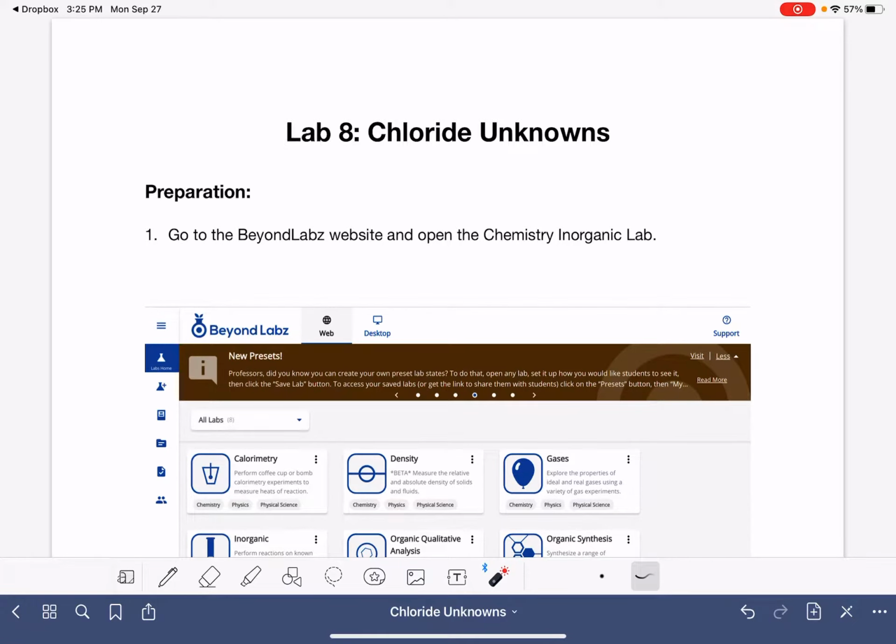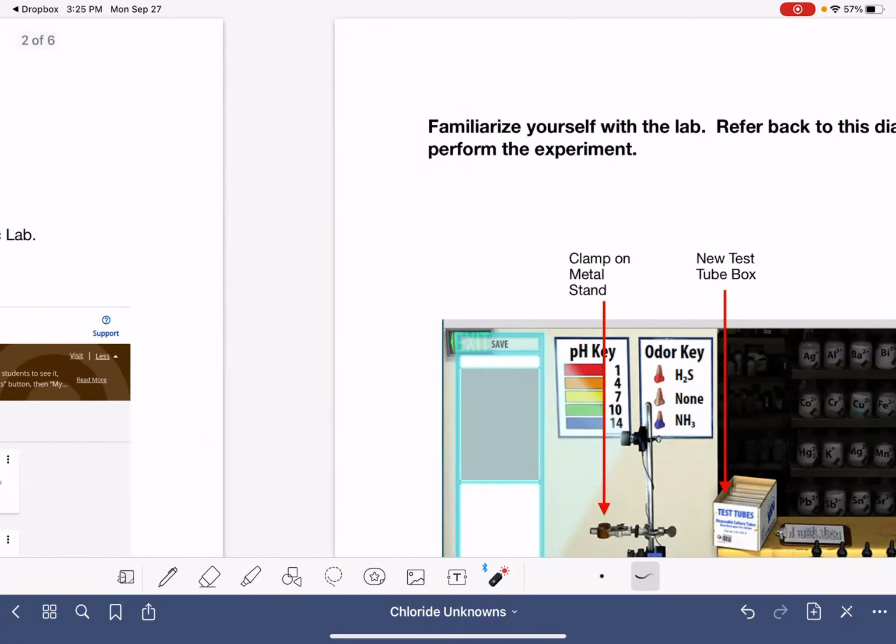In this video, I'm going to give you some tips for your post-lab assignment for Lab 8, the chloride unknowns. There's not a whole lot of advice that I can give you for this particular experiment. It's really going to depend on your own individual data, but I just want to point a couple of things out to you.